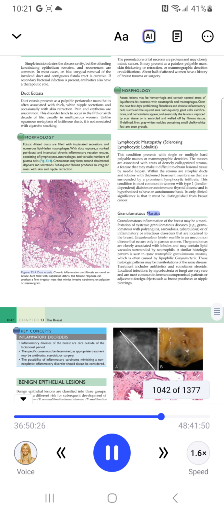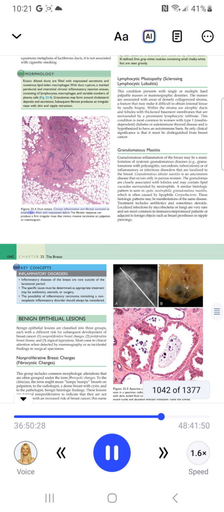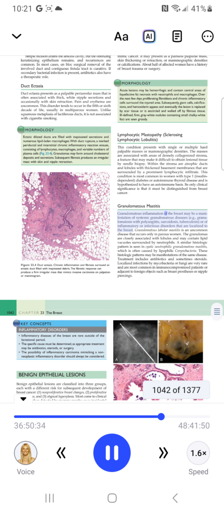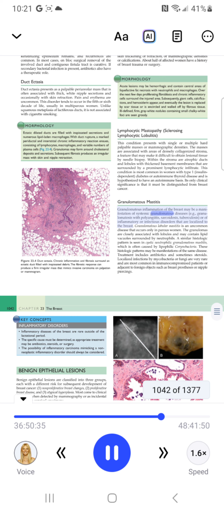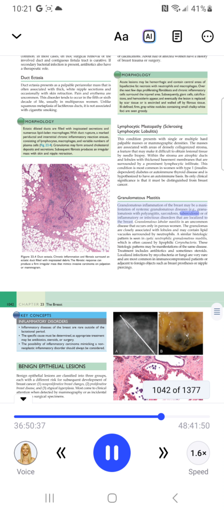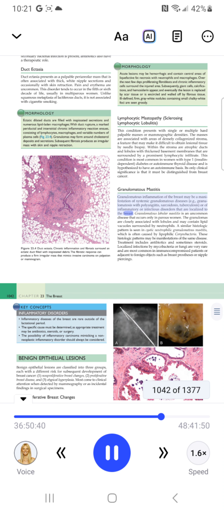Granulomatous mastitis, Figure 23.4, duct ectasia. Chronic inflammation and fibrosis surround an ectatic duct filled with inspissated debris. The fibrotic response can produce a firm, irregular mass that mimics invasive carcinoma on palpation or mammogram. Granulomatous inflammation of the breast may be a manifestation of systemic granulomatous diseases, e.g., granulomatosis with polyangiitis, sarcoidosis, tuberculosis, or of inflammatory or infectious disorders that are localized to the breast.